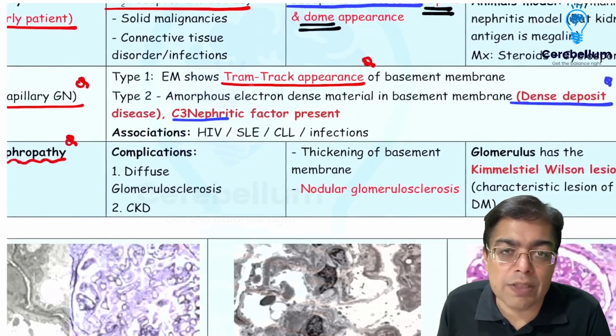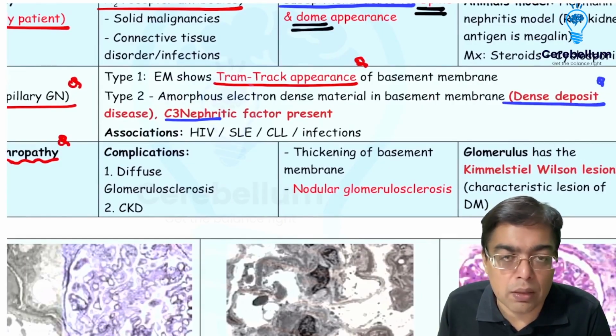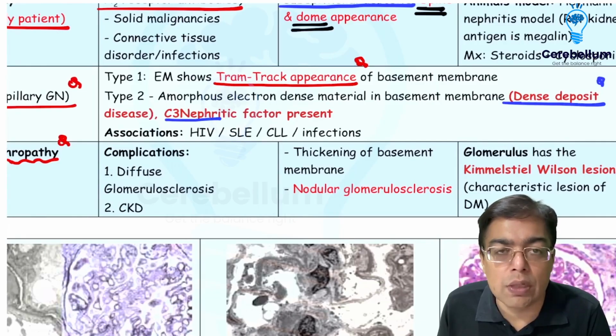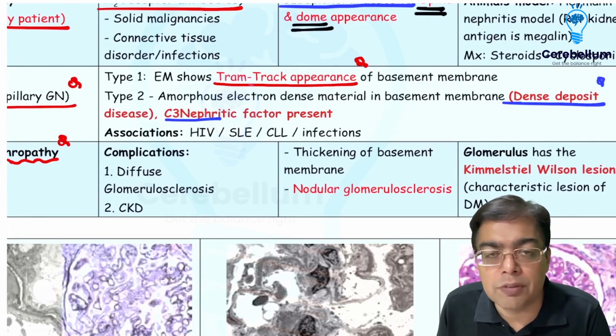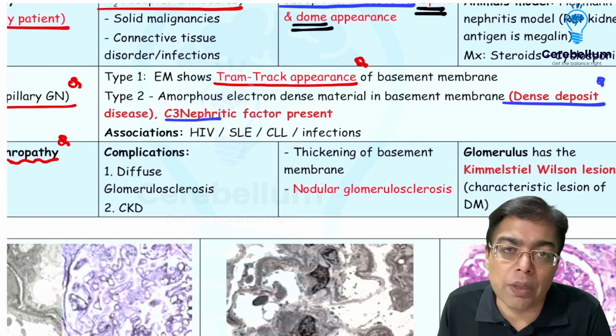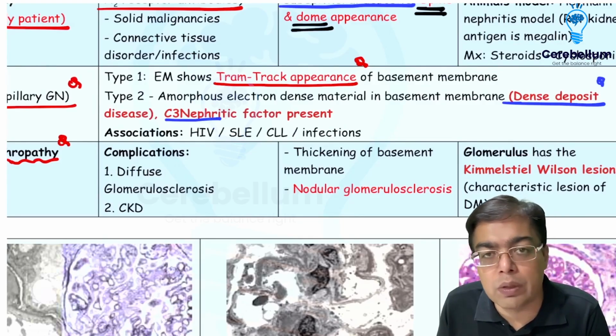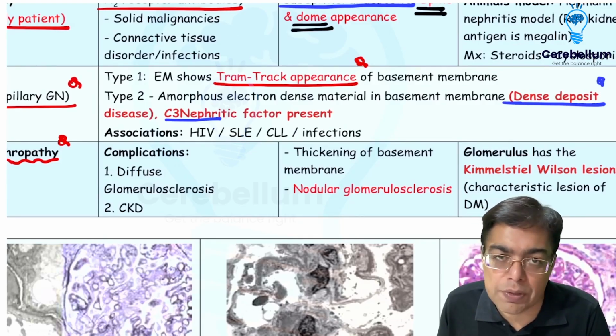The initial manifestation in case of diabetic nephropathy would be the thickening of the basement membrane. Then there is going to be a development of nodular glomerulosclerosis, which is a very characteristic lesion of diabetic nephropathy, which is given the name of Kimmelstiel-Wilson lesion. Over a period of time, there would be a diffuse glomerulosclerosis seen in the patients, and that would be clinically associated with the development of renal shutdown of the patient.